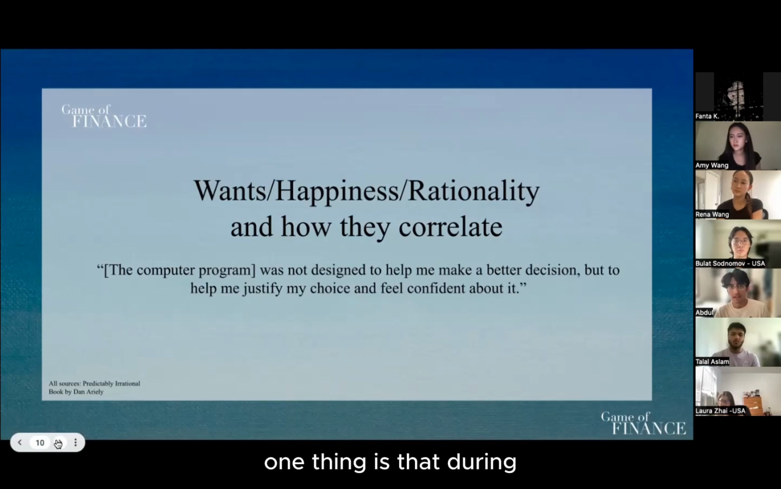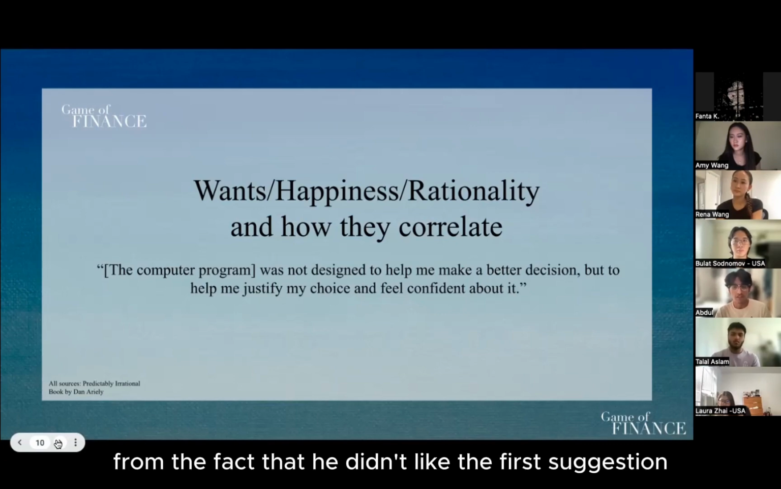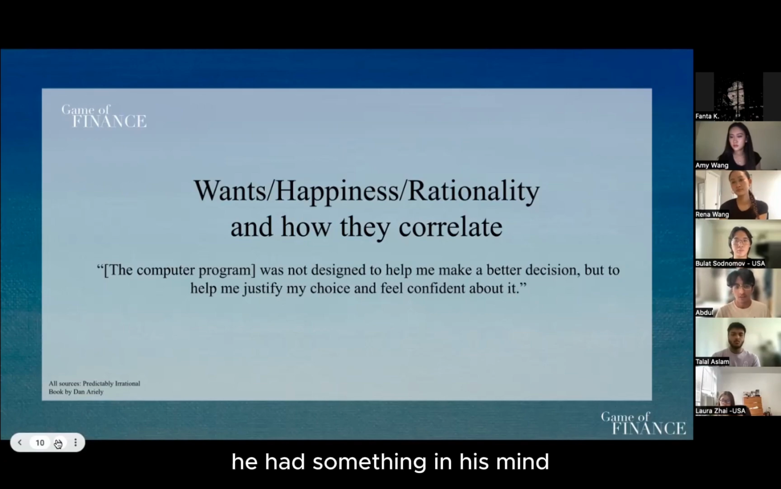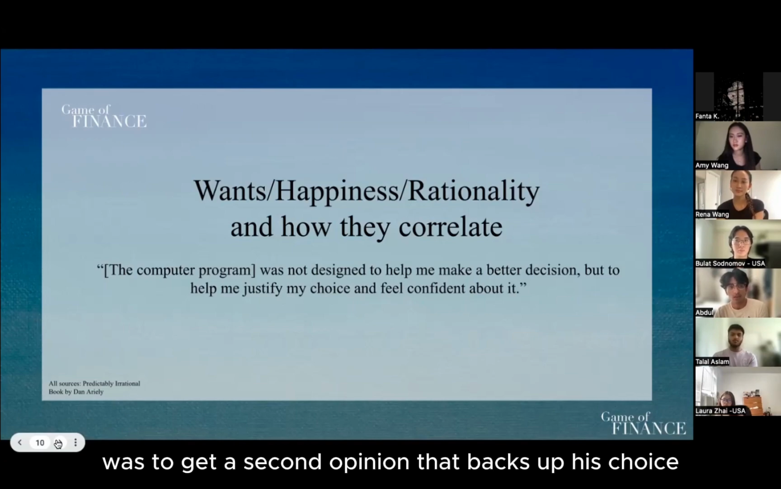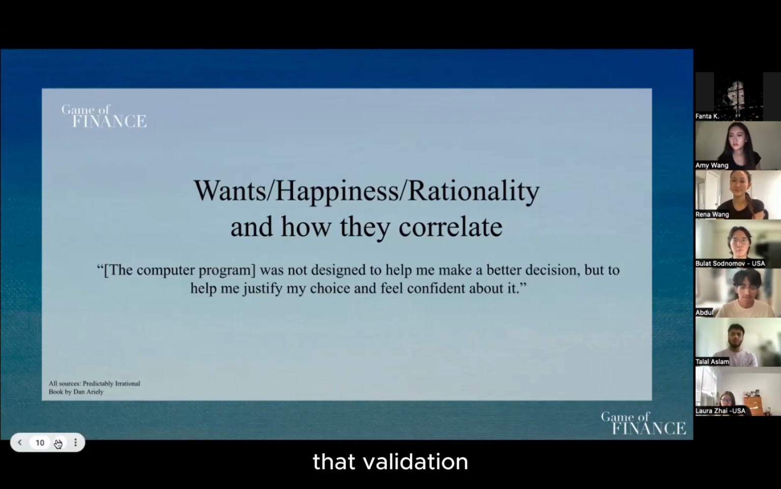So what can we learn from this dilemma that he had? Well, one thing is that, judging from the fact that he didn't like the first suggestion, he knew what he wanted. He had something in his mind, and he said, well, I don't really want the sedan. I want something better, something that I'm used to, like the convertible. And therefore, since he knew what he wanted, the only reason he went on this website was to get a second opinion that backs up his choice. As I said before, that validation. So next slide, please.